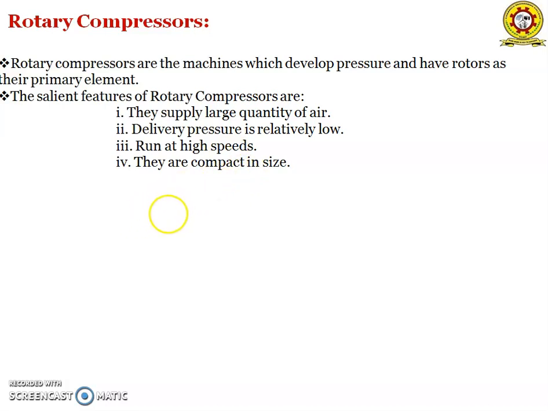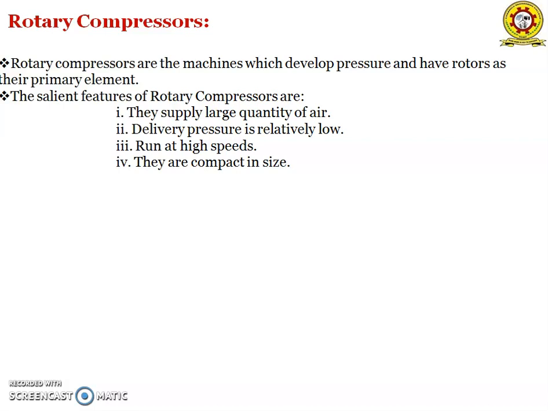Rotary compressors are compact in size. The compression process in a reciprocating compressor may approach isothermal compression due to slow speed, cooling of the cylinder and intercooling. Isothermal efficiency is considered for the reciprocating compressor, while isentropic efficiency is used for calculating the rotary compressors.